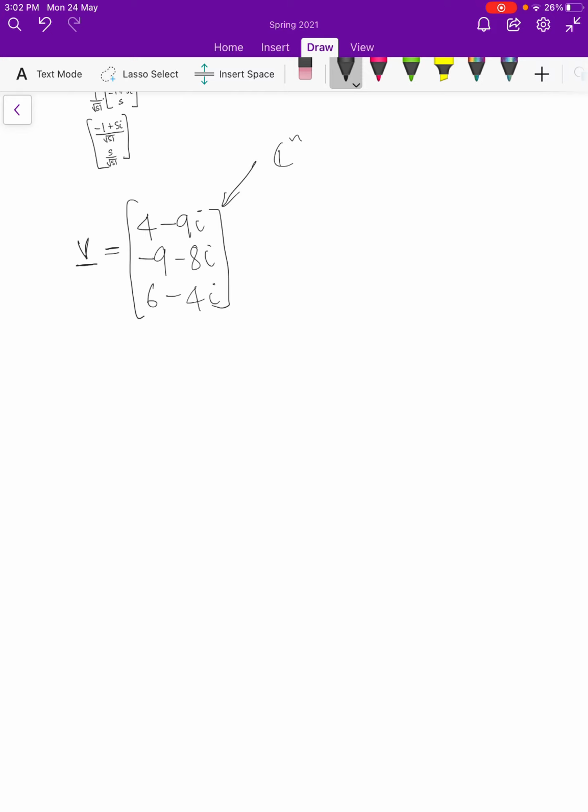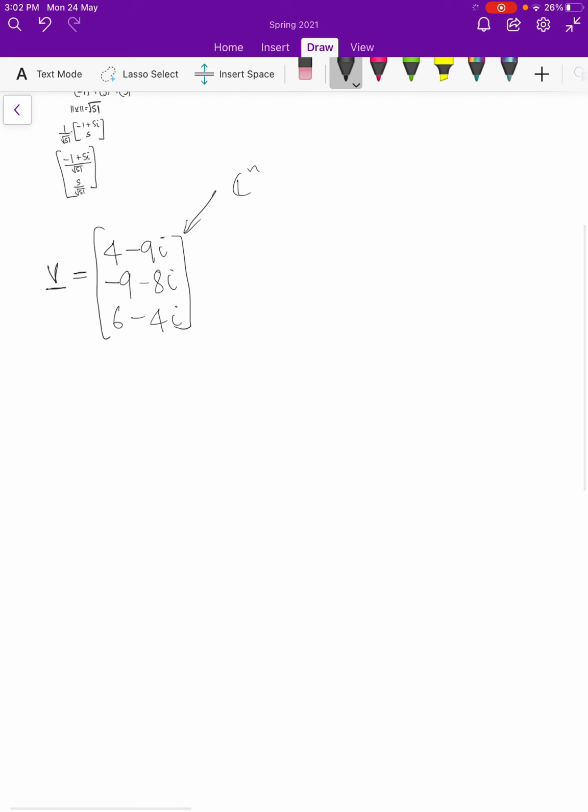Now there are two ways to do this. You can set one of these to equal 0. We don't want the 0 vector, by the way. We're not allowed to use the 0 vector. Otherwise it's too simple. We can set one component to be 0, and we can just solve this. So we can say 6 minus 4i times another z, where z is a complex number, equal to 4 minus 9i. And this is 4 minus 9i over 6 minus 4i.